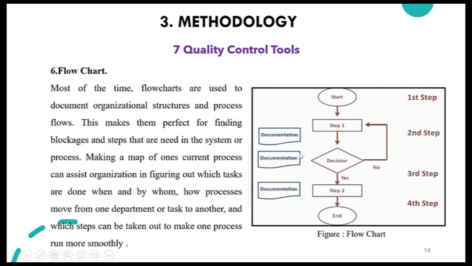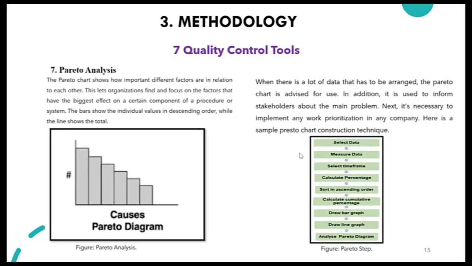And last, Pareto analysis. The Pareto chart shows how important different factors are in relation to each other. This lets the organization find and focus on the factors that have the biggest effect on a certain component of a procedure or system. The bars show the individual values in descending order, while the line shows the total. So we see the Pareto diagram in the figure.